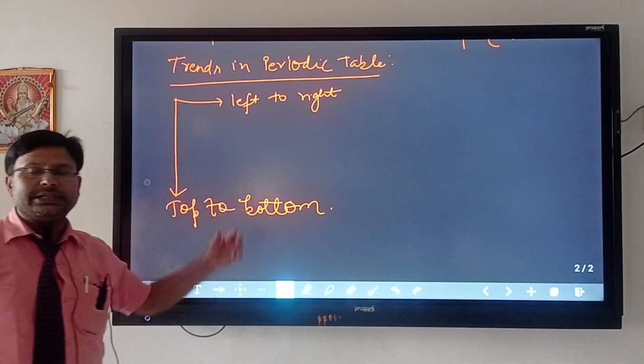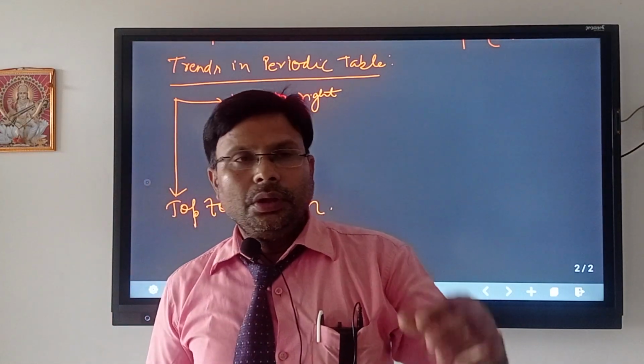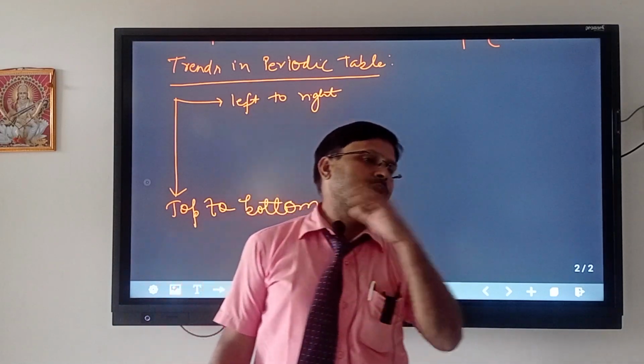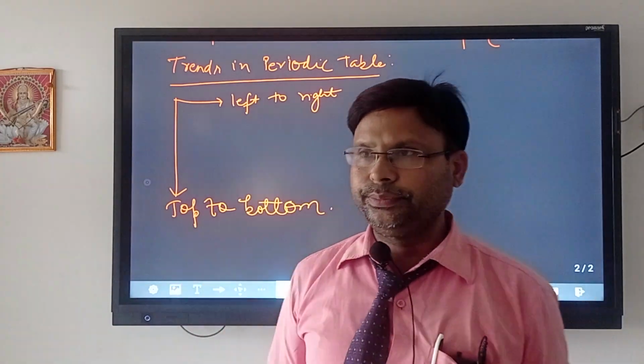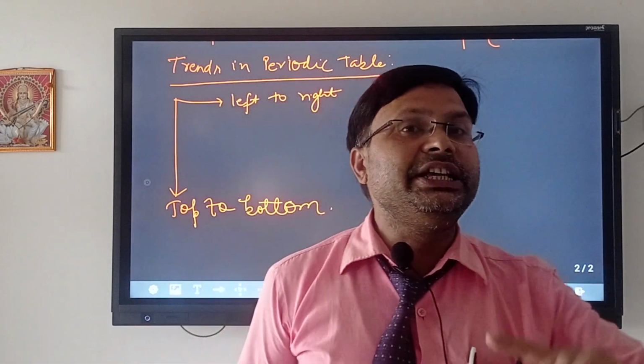What is the trend of electron gain enthalpy in the periodic table? When we move from left to right, the size of the atom decreases.